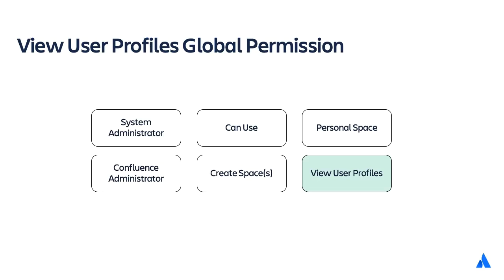Recall that if you have the can use permission, by default, you'll be able to interact with other users, be able to see their profiles, and access the people directory. But many organizations which allow anonymous access to Confluence do not want anonymous users to do so. With this view user profiles permission, organizations can allow anonymous access and then either limit or allow their interaction with other users. Let's see this in the configuration panel.